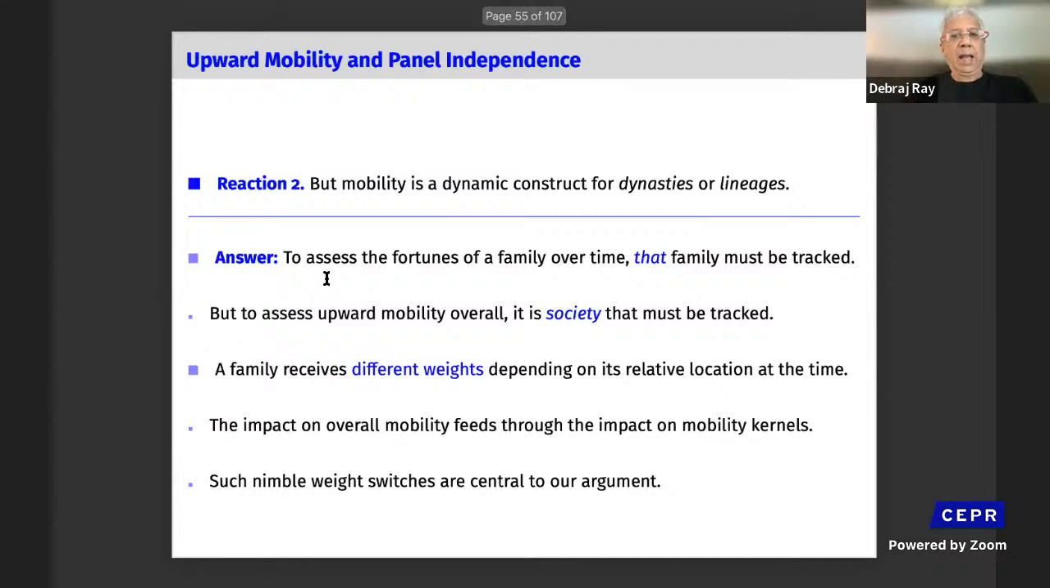And what does that mean? It means that a particular family receives different weights in the mobility measure depending on that family's relative location at the time. And the impact on overall mobility feeds through this impact on mobility kernels at the time. And when that family becomes richer, with the same sense of blind justice with which we favored the poorer family before, now, when the families switch, we favor the new poorer family. So these nimble weight switches, as I call them, are central to the argument.